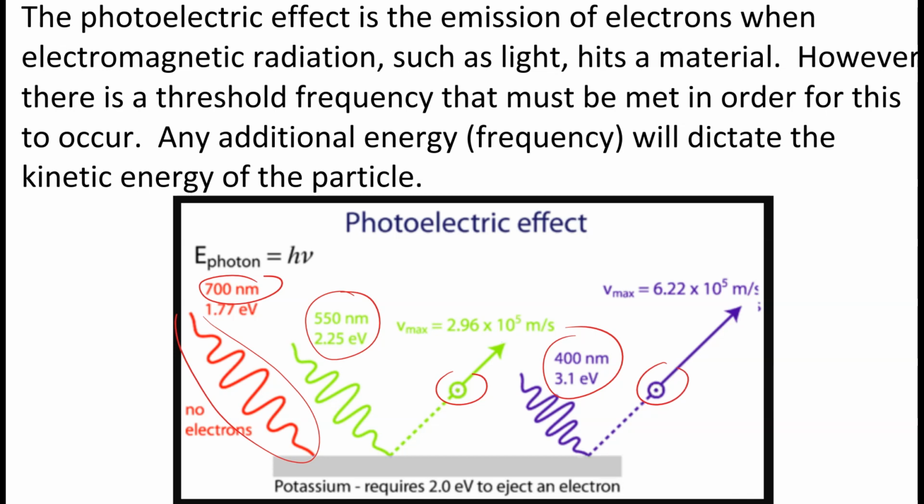Now, the difference between these two values is here we can see it's relatively slower and relatively faster. Now, when we're talking about the photoelectric effect, what we're basically saying is if we send electromagnetic radiation at a material, if it's at a high enough frequency, then an electron will be released. Any additional energy that you put into it will dictate the kinetic energy of the particle.